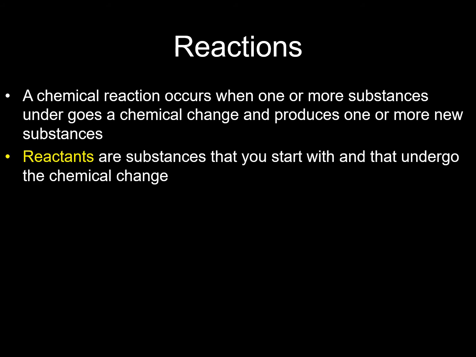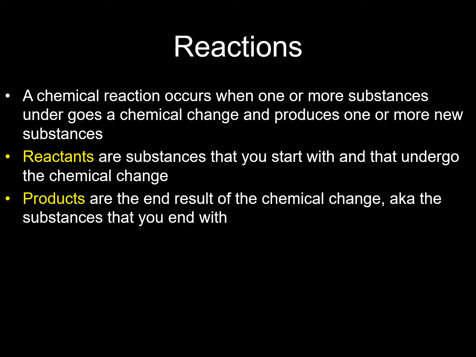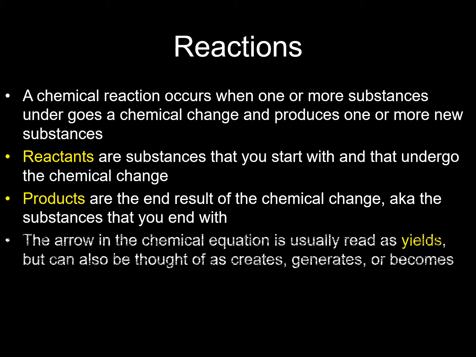The reactants are the substances that we start with in the chemical change, so they will be typically listed on the left side of the arrow. The products are the end result of the chemical change, so they are the thing that gets created during the chemical change. They will typically be on the right side of the arrow.